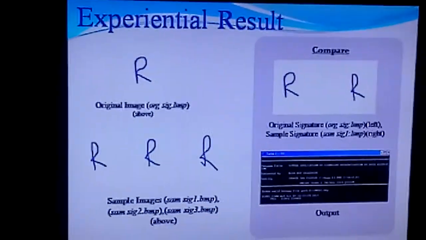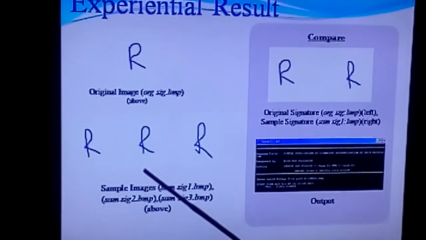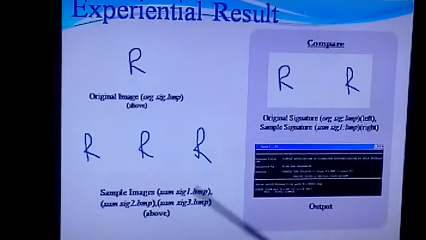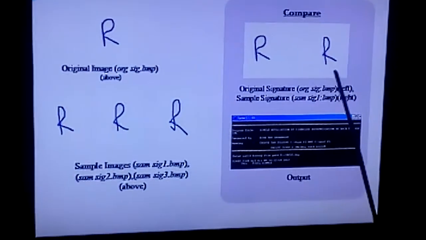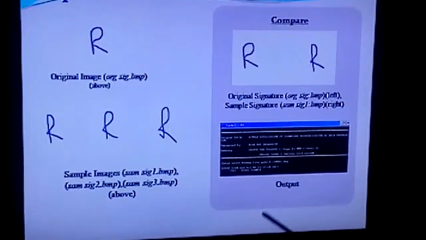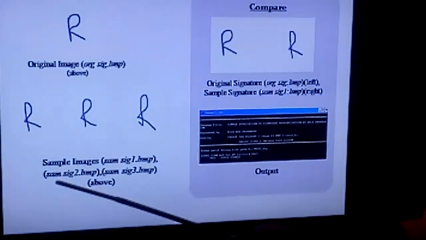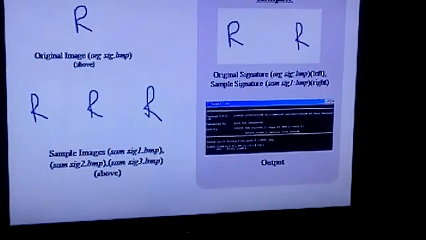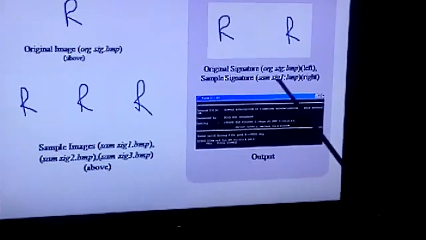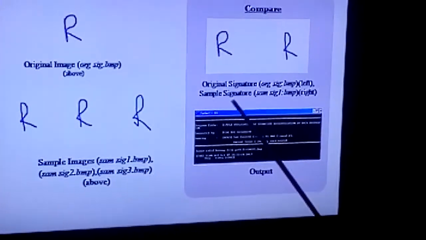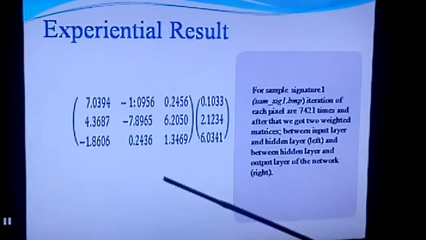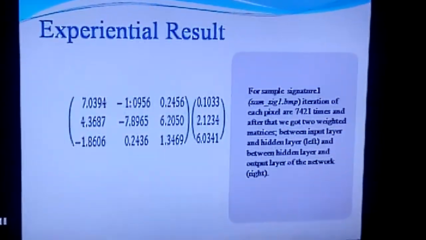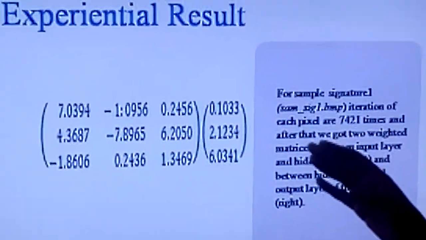So this is the experimental result. This is our original signature. This is sample signature 1, sample signature 2 and sample signature 3. Now we compare the original signature with sample signature 1. This is a screenshot. Actually we compare all three sample signatures with the original signature, but here we just show the comparison of sample signature 1 and the original signature. This experimental result is just for sample signature 1.